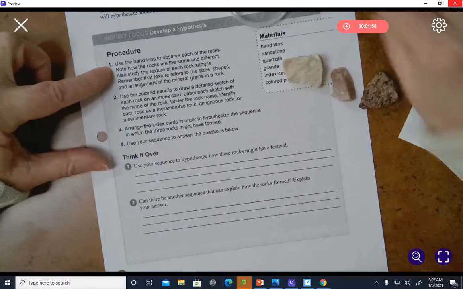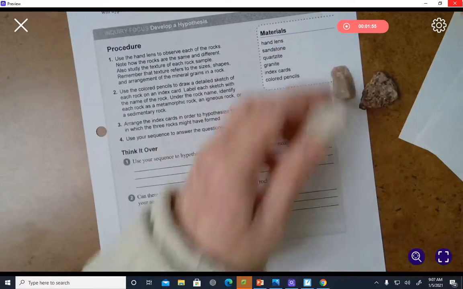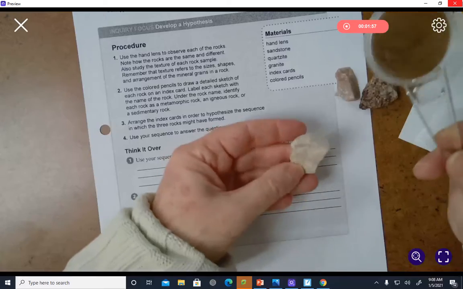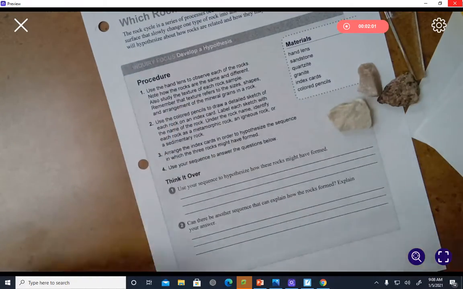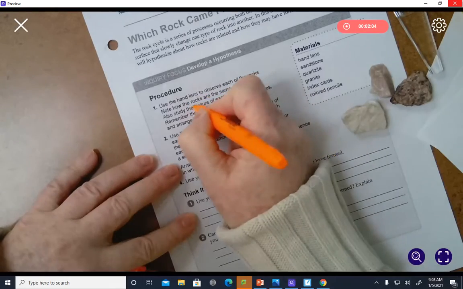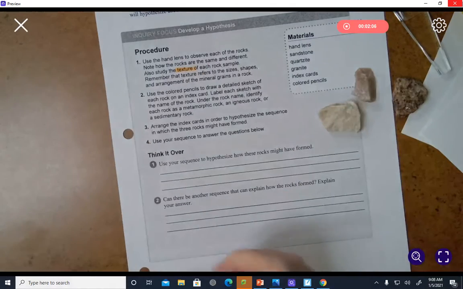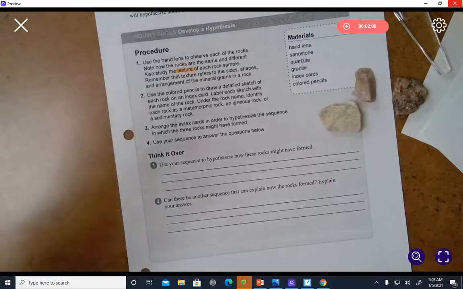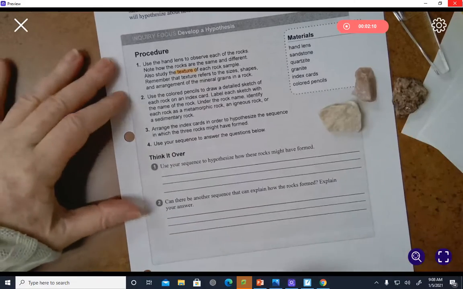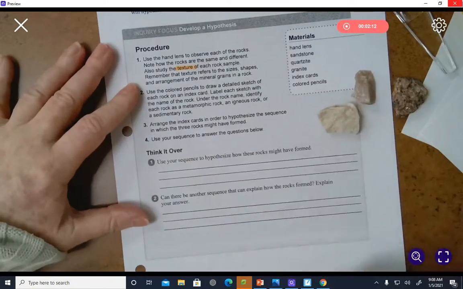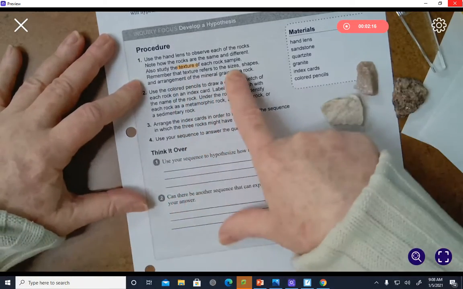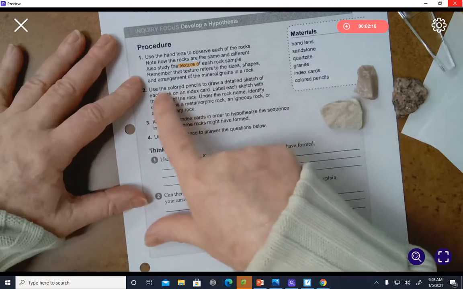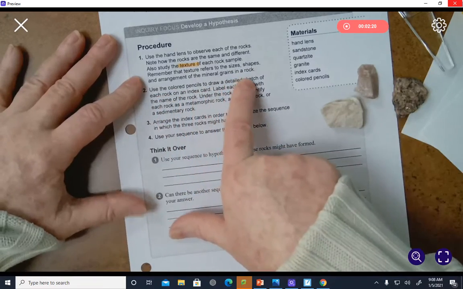It says use the hand lens to observe each of the rocks. Note how the rocks are the same and maybe how they're different. Also study the texture of each rock. I'm going to highlight that word because we spent a lot of time talking about fine and coarse crystals, so don't say rough or things that you might just come up with. Remember that texture refers to the size, shape, and arrangement of the mineral grains in a rock.